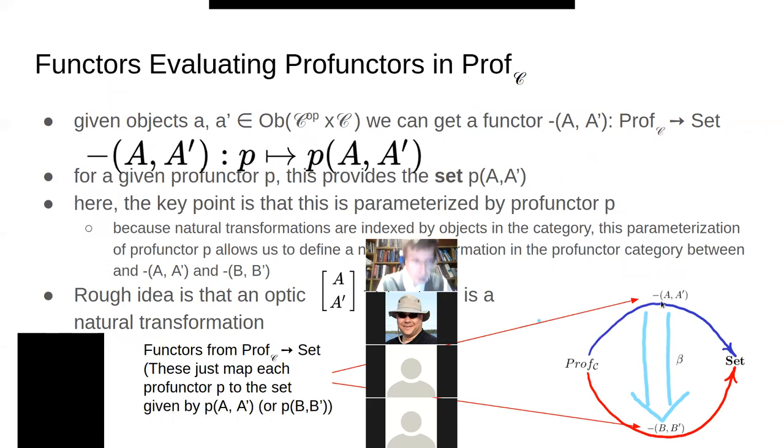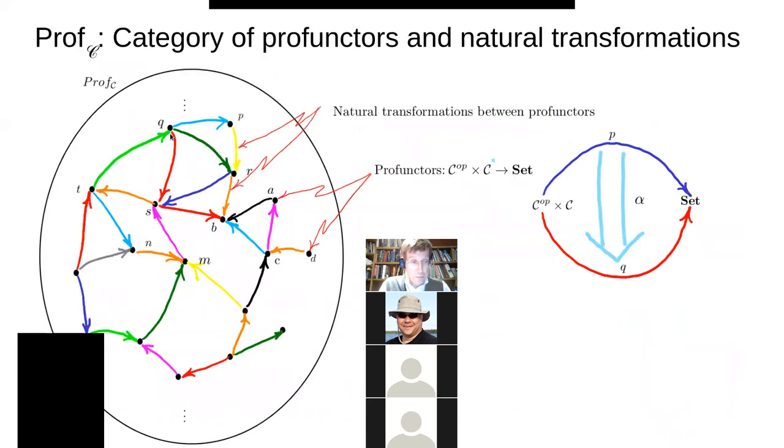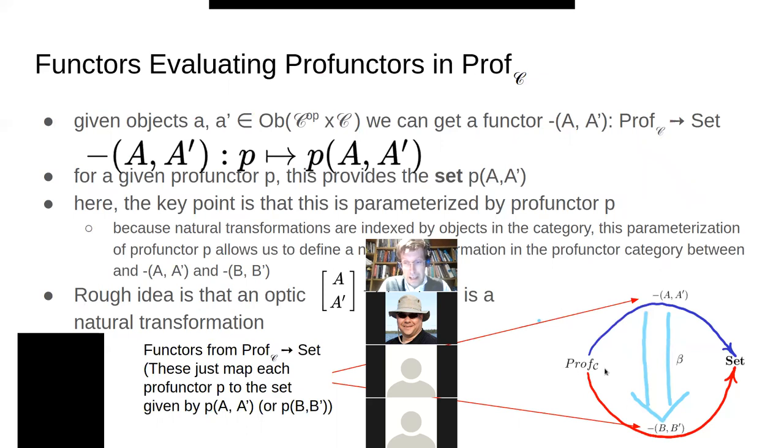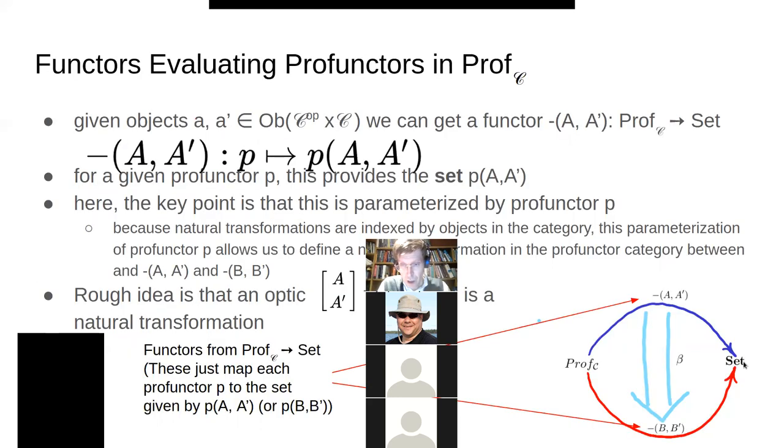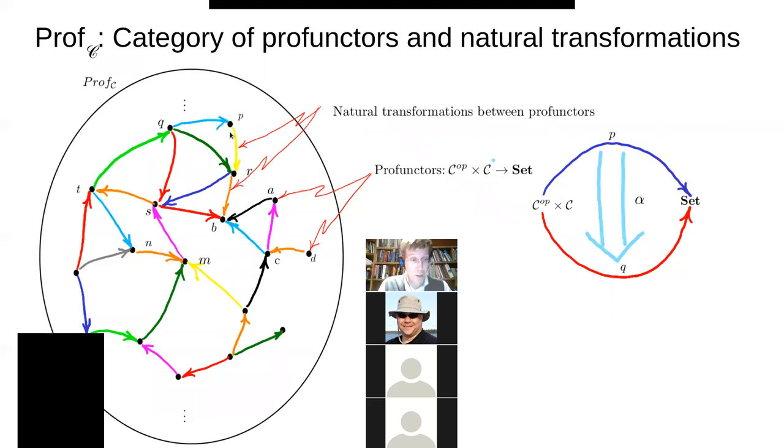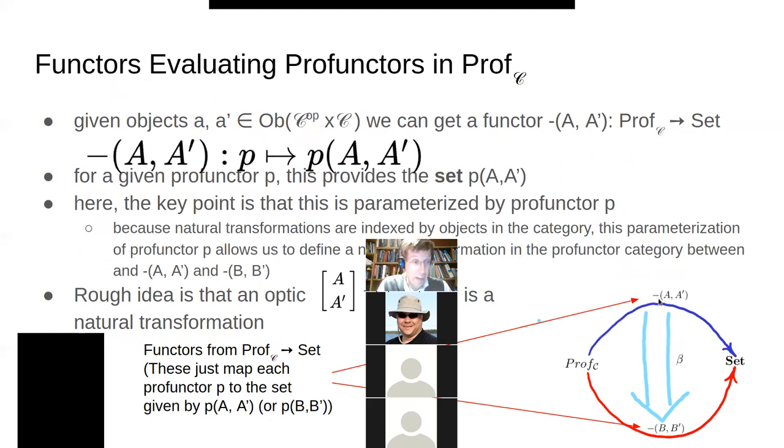So there's a functor, no less, ladies and gentlemen, which maps from this category of profunctors and natural transformations into set by evaluating any of these profunctors at any of these objects. It maps objects to objects, and therefore maps each profunctor, like P, into P A prime, A prime, which is a set in set. It maps Q into Q A prime, which is a set in set. So that's what its job is in life. It takes these profunctors and maps them into sets, which is the evaluation of the profunctor on A, A prime. That's a kind of handy little functor.